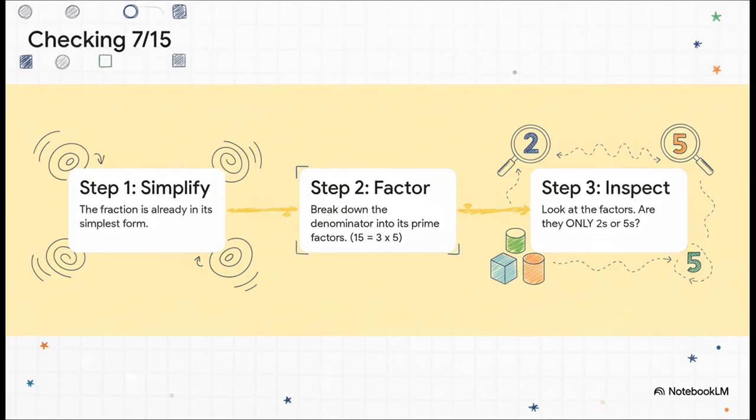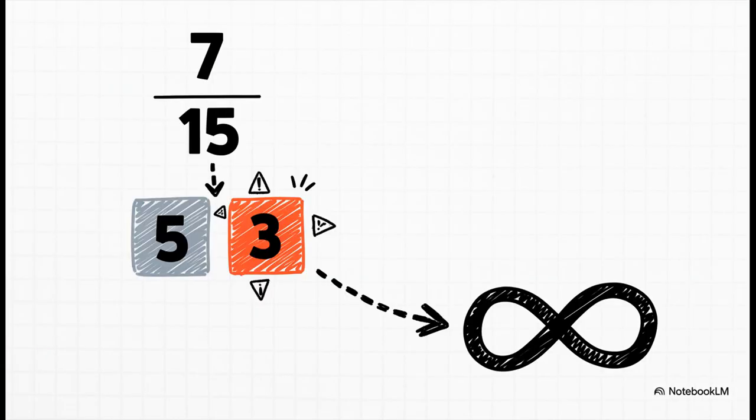All right, let's see how you did. Step 1. Is it simplified? Yep, 7/15 is as simple as it gets. Good. Step 2. Let's break down that bottom number, 15. What multiplies to make 15? That's easy, it's 3 times 5. So step 3. Let's look at our blocks. Do we see only 2s or 5s? Uh-oh, no way. We've got a 5.